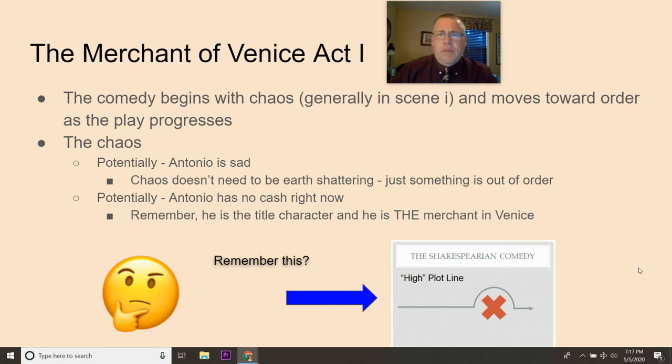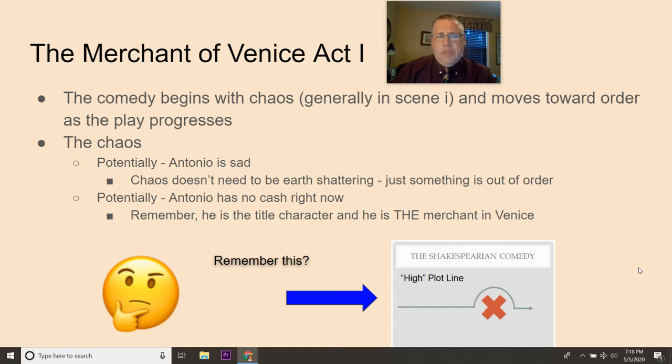And as we learn right from the very get-go, right from the first lines of the play, Antonio tells us that he is sad. Well, certainly that's out of order. Now, we don't know what Antonio's character is like prior to this. Maybe he's sad all the time. But based on the lines that he delivers, it seems that this perhaps is something that's new, something that may be growing, something that may be recent. And that in and of itself could denote chaos, right? Because again, it doesn't have to be earth shattering. So that's a potential thing, the chaos that begins.